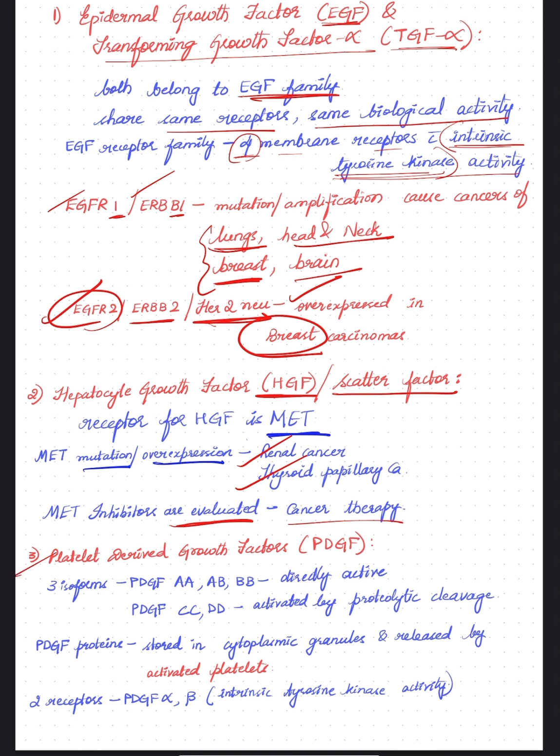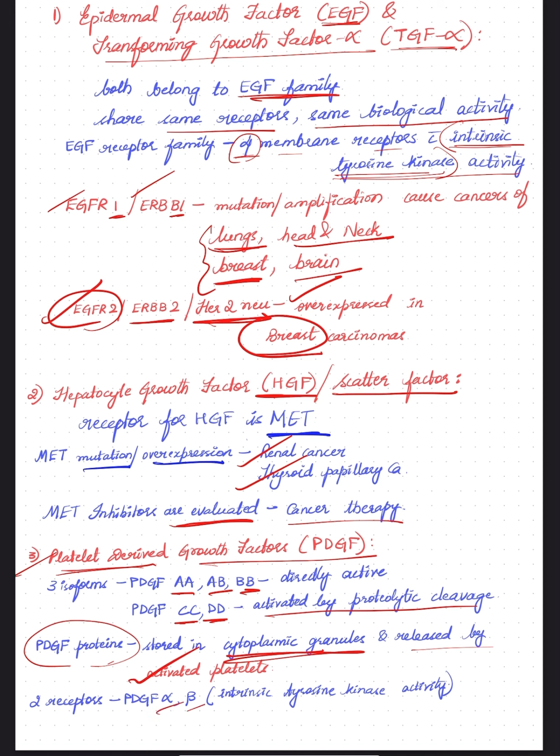Thirdly, platelet-derived growth factors. There are three isoforms, PDGF AA, AB, BB. These are directly active, whereas the CC and DD forms are in an inactive state. They need to be activated by proteolytic cleavage. These PDGF factors are stored in cytoplasmic granules and have to be released by activated platelets. There are two receptors, alpha and beta, with intrinsic tyrosine kinase activity.